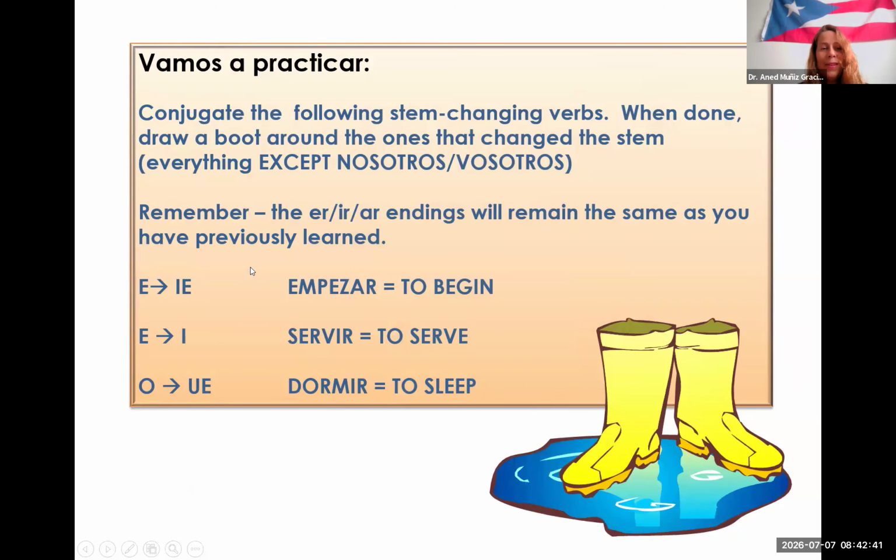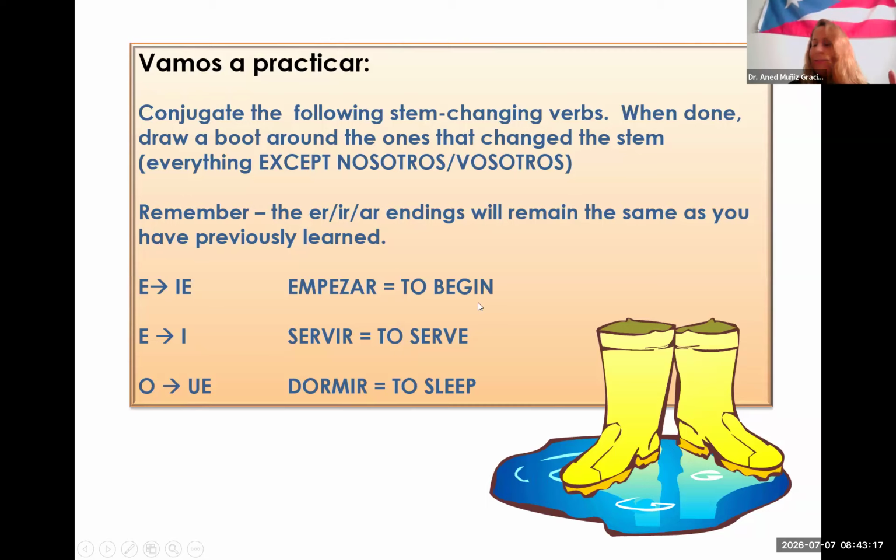para practicar, es siempre buena idea. So I always suggest that you do some on your own, like servir, pedir, right? Empezar, so it will be yo empiezo, tú empiezas, él empieza, nosotros empezamos, vosotros empezáis, ustedes empiezan, ellos empiezan. Servir, yo sirvo, tú sirves, ella sirve, nosotros servimos, vosotros servís, ustedes sirven, ellos y ellas sirven. Dormir, yo duermo, tú duermes, ella duerme, nosotros dormimos, vosotros dormís. Ustedes duermen, ellos y ellas duermen.